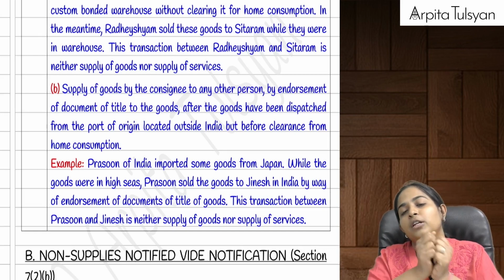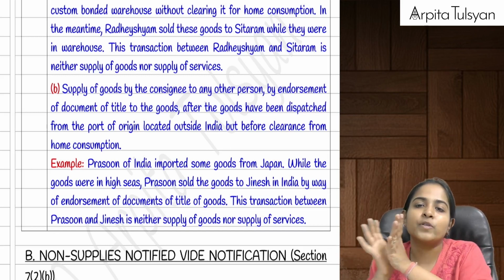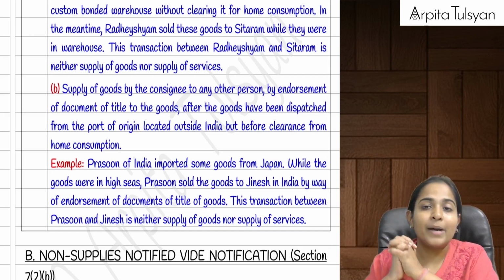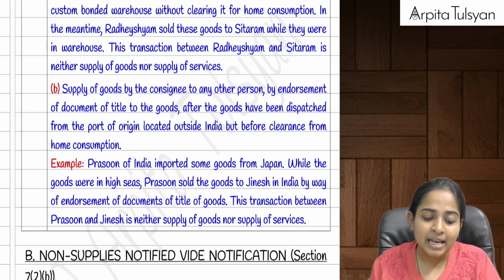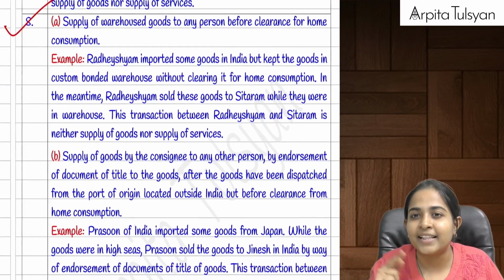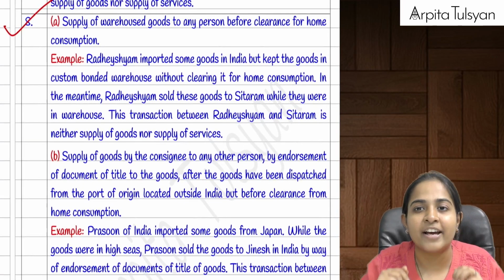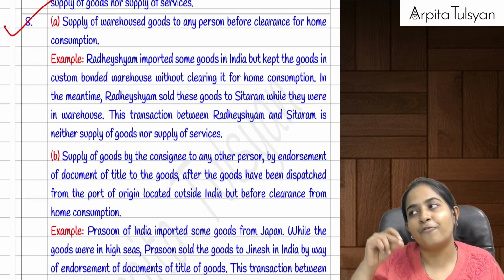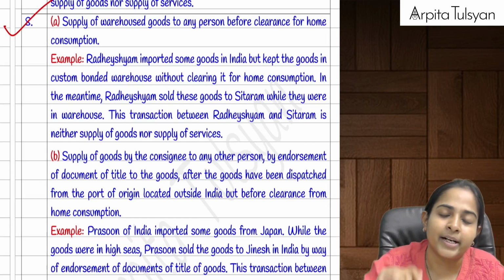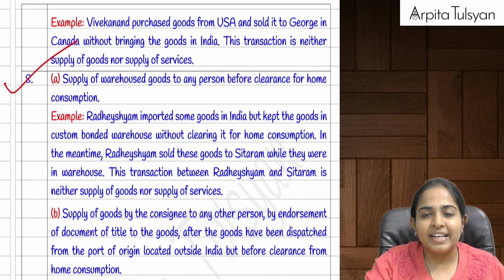But before the goods reach India, you sell it to someone else. Can we say this is before clearance for home consumption, you have sold it to someone? Ma'am, what's the difference between this point and the earlier point? In the earlier one, the goods were already kept in the custom bonded warehouse. Now the goods are in waters, in transit, and before you even see the goods, you have sold it. On this also, there is no GST applicable. Very clear with this? Yes.